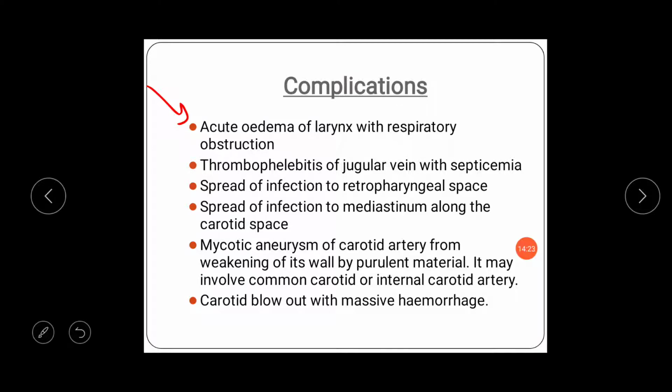Thrombophlebitis of the jugular vein can occur, and jugular vein thrombosis with septicemia can occur. Spread of infection can reach up to the retropharyngeal space behind it. Spread of infection can occur up to the mediastinum along this carotid space. Aneurysm of the carotid artery wall can occur and it causes weakening of the carotid artery wall. This weakened wall can rupture and the patient can have massive hemorrhage, which can be life threatening in this abscess. Carotid blowout with massive hemorrhage can occur due to infection of the carotid artery.